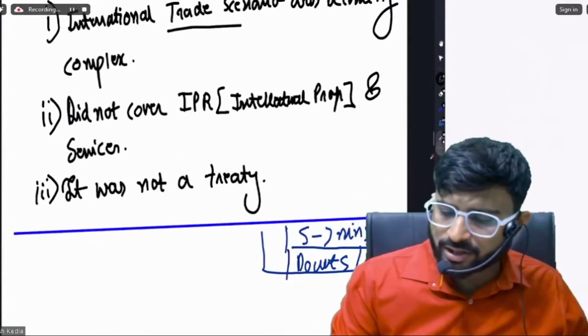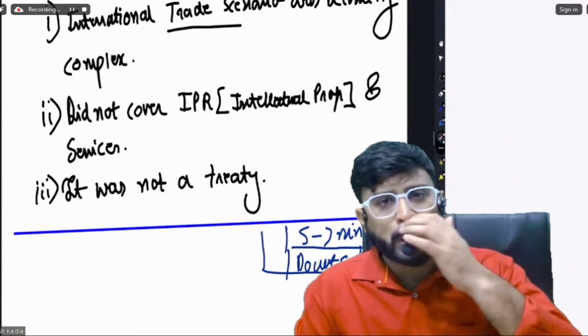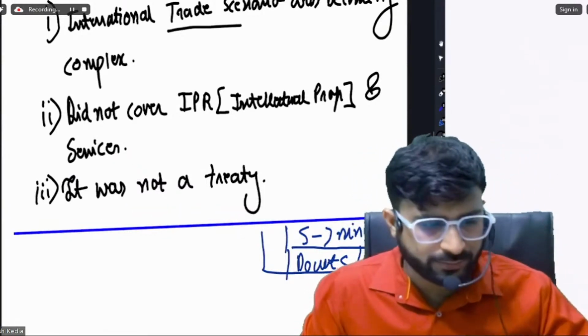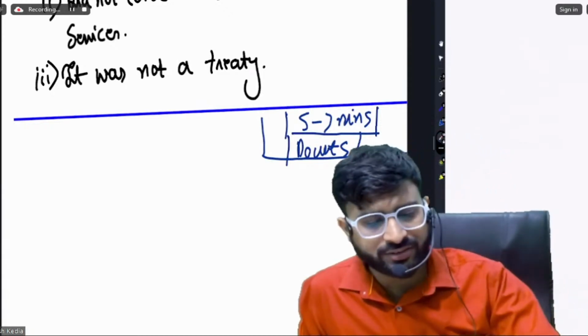First of all, GATT did not cover intellectual property rights and services, and it was not a treaty, so therefore not strictly binding. Is that clear, friends?